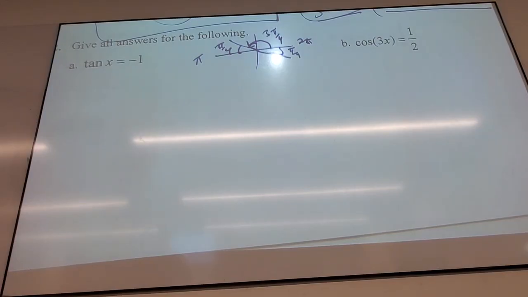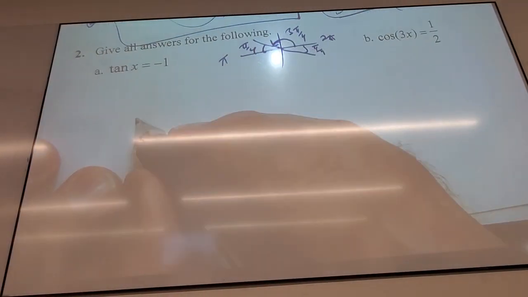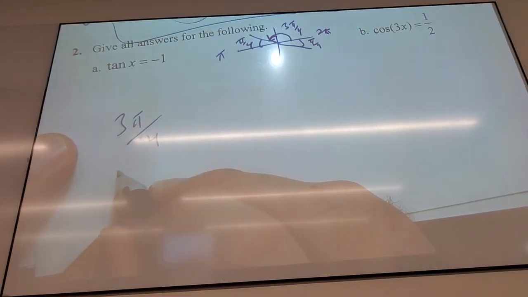So what's the other angle? Yeah, because it's 2 pi minus pi over 4. 2 pi is 8 pi over 4, minus pi over 4 is 7 pi over 4. Okay, so my two base angles are 3 pi over 4 and 7 pi over 4.